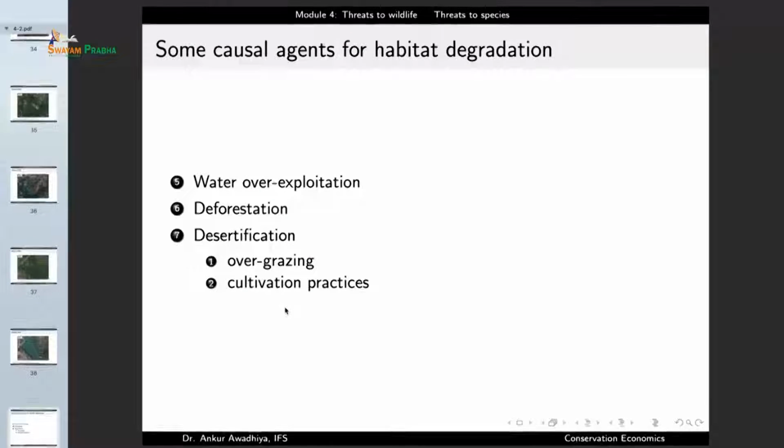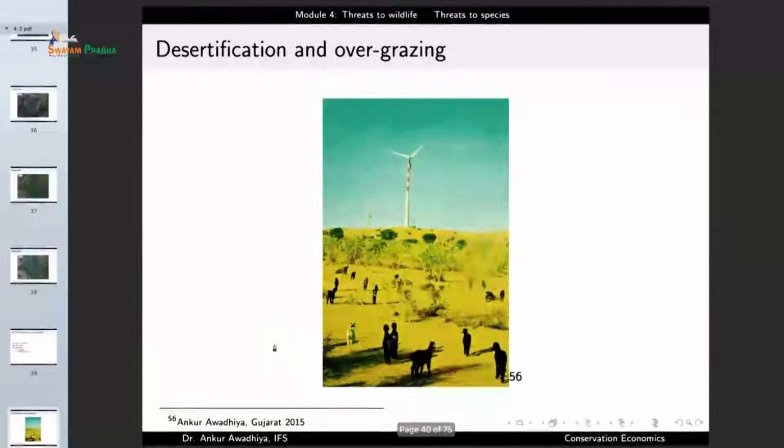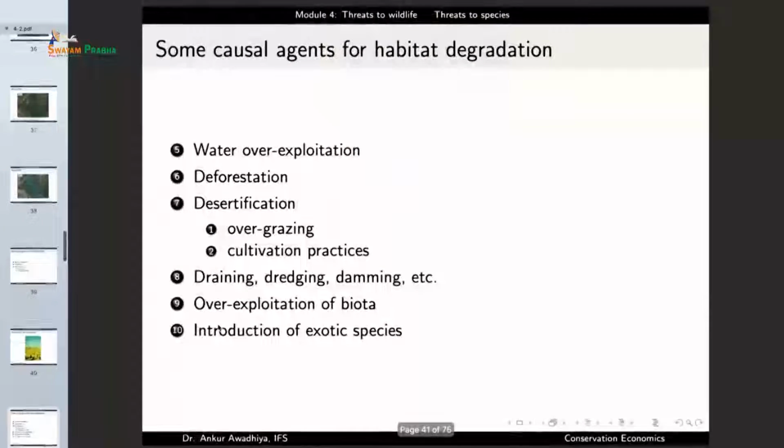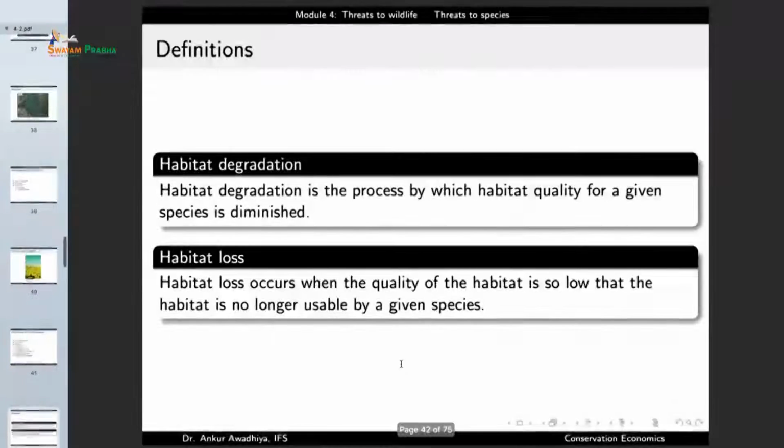Another causal agent of habitat degradation is desertification, which is conversion of good areas into deserts, primarily by overgrazing and through cultural practices. So this is an image from Gujarat, and when all these goats eat up this vegetation, this area will slowly and steadily convert into a desert. Other causal agents include draining, dredging, and damming operations in water bodies, overexploitation of biota, in which case humans go into the forest areas and extract these biotic resources out of these areas, and introduction of exotic species.